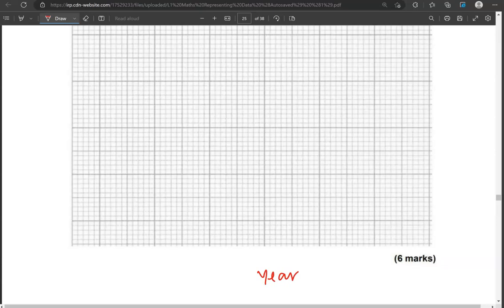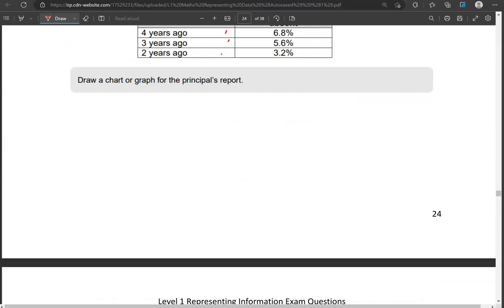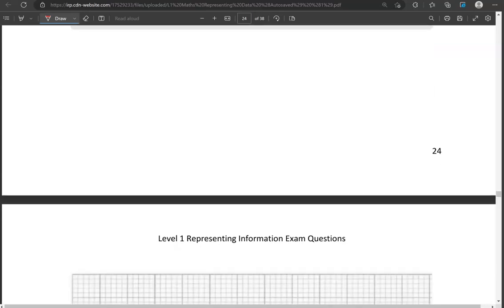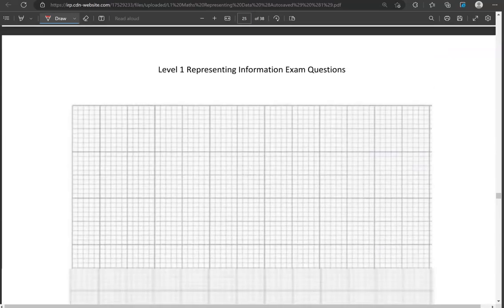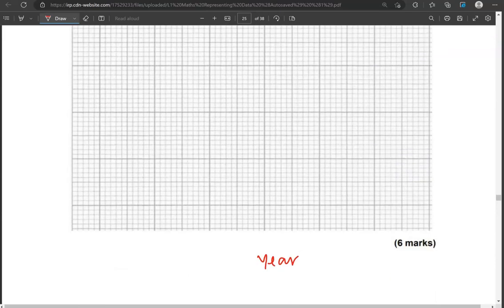We could do a bar chart or line graph. It doesn't specify here. I think we'll do a line graph because it shows the changes over time, but a bar chart is absolutely fine as well in this case. Need to keep the same gap between the years.